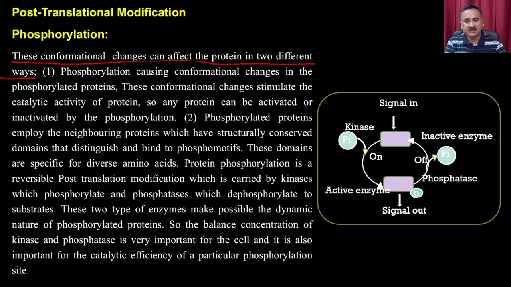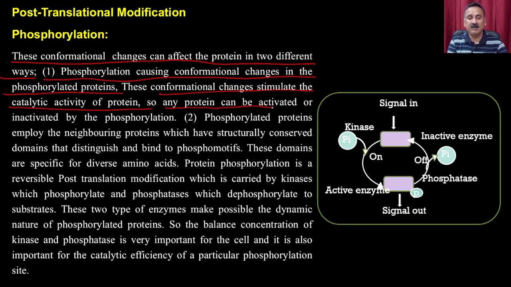So, once this happens, it is going to bring conformational changes, and that may affect the protein in two different ways. Phosphorylation causes conformational changes in the phosphorylated protein. These conformational changes stimulate the catalytic activity of proteins. So, any protein can be activated or inactivated by phosphorylation. This is what happens when you have an inactive enzyme and it gets phosphorylated with the help of a kinase that utilizes ATP. That phosphorylated enzyme could be more active.